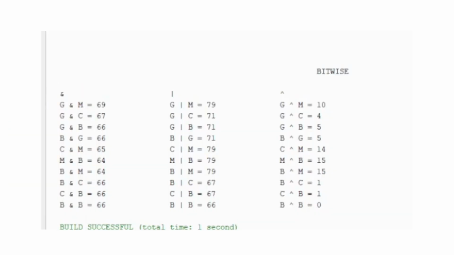Alright, so bitwise and copies a bit to the result if it exists in both. The result is 1 if both bits are 1. Bitwise or copies a bit to the result if it exists in either operand. And last but not least is the bitwise exclusive or. This one copies a bit to the result if it exists in either operand, but not both. So if only one of them is true, then the result is true. If neither is true, then everything is false.